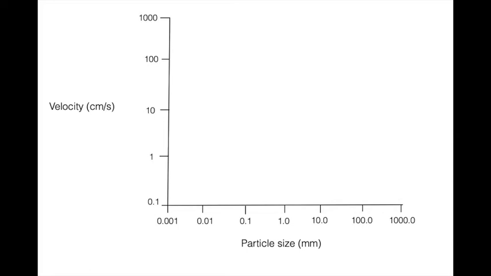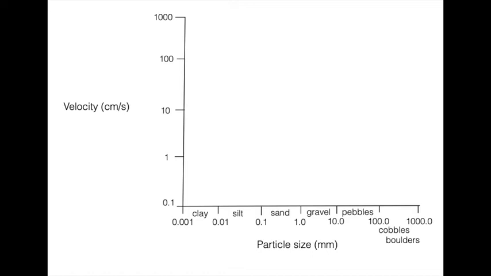It is very important when reading a graph to read the labels on the axes first, as well as the units. The x-axis in this case shows particle size in millimeters, so this is within a river, and the y-axis shows velocity, which means the speed that the water is flowing within the river. The x-axis shows different particles and their sizes.